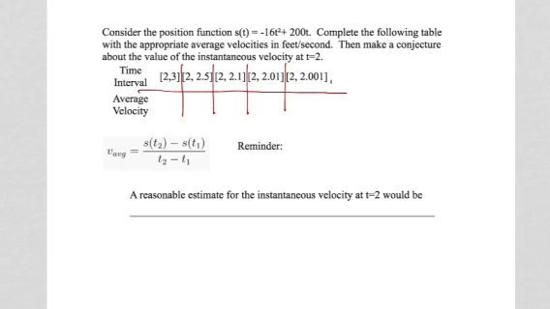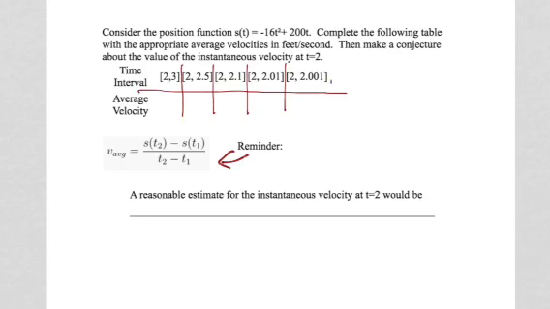All right, so we're going to follow this velocity average formula that we used yesterday. That's what this little reminder here is for. That's how we're going to find average velocity. And we're going to keep finding average velocity as our interval gets closer and closer to zero. So we've got a table here. The first thing we're going to do is find the average velocity over the interval 2 to 3 seconds.